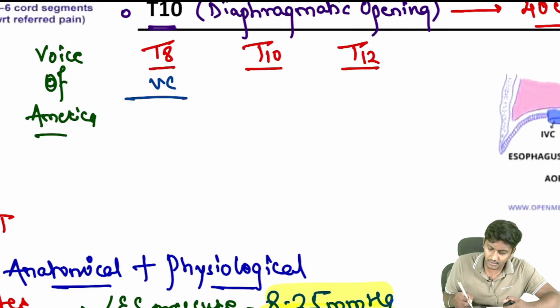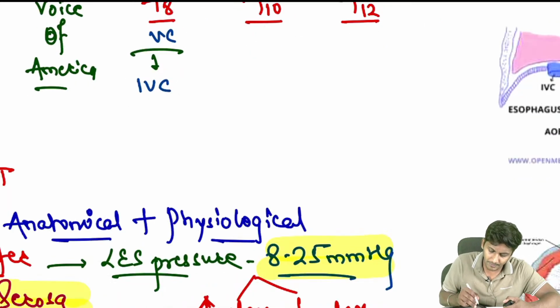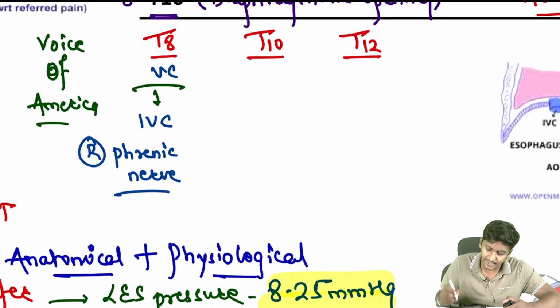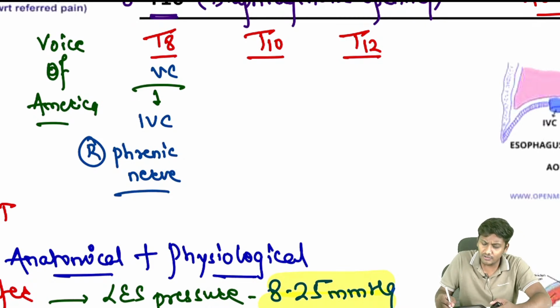The opening at the level of T8 is known as the vena cava opening, and what passes via it is the inferior vena cava and the right phrenic nerve. Got it?